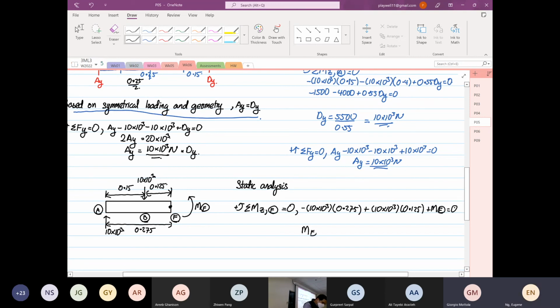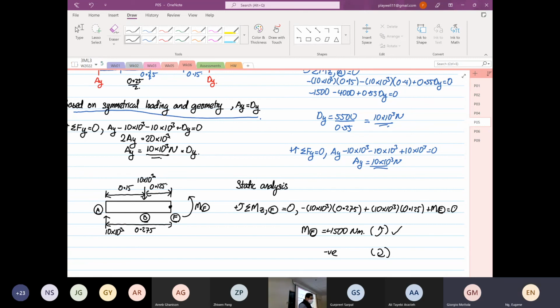So M at point F is equal to 10 power 3 times 275 minus 10 power 3 times 0.125, which is equal to 1500, positive. If it's positive, it means this direction is okay. If later on you calculate and it's negative, what you should do is flip the direction. Are we clear? If it's negative, you just switch the direction.